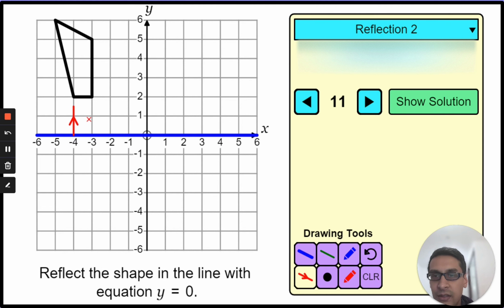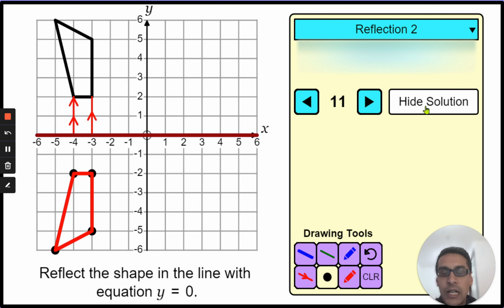So perpendicular, perpendicular, and then we can see if we reflect that, you're going to be 1, 2, 1, 2, and then we can see in this case we're going 6 units up, so we're going to go 6 units down as well. We can connect these up, that's going to be 5 units up, so 5 units down, and you've got your quadrilateral.